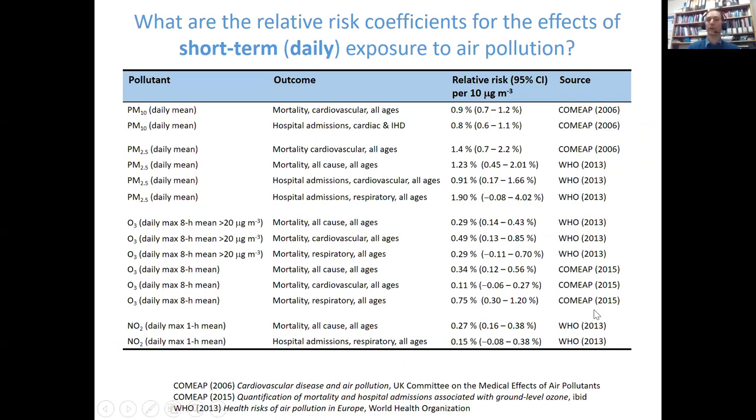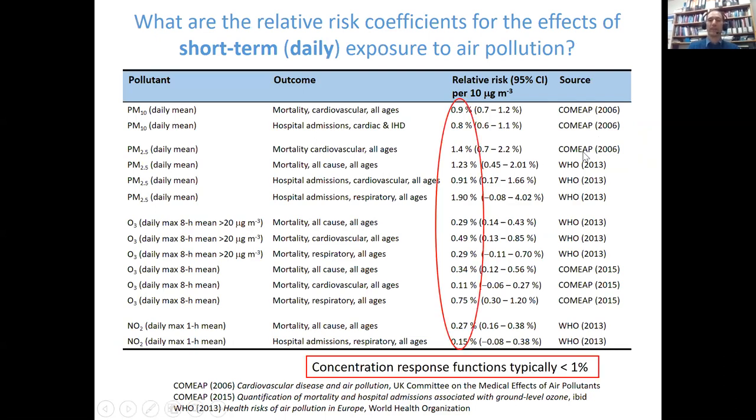We have the source of these. These are expert groups like the World Health Organization, the Committee on the Medical Effects of Air Pollutants in the UK. And the key take-home message I want from this table is not to look at the individual numbers, but that the sorts of values of these numbers are typically less than 1%, fractions of a percent. So these are the short-term risks. If pollution goes up by 10 micrograms per cubic meter tomorrow, what is my relative risk associated with that? And it's a fraction of a percent.